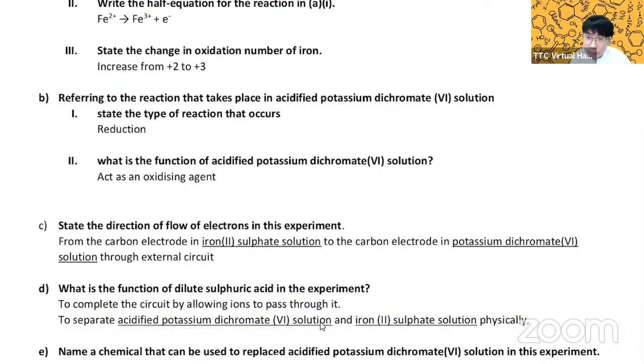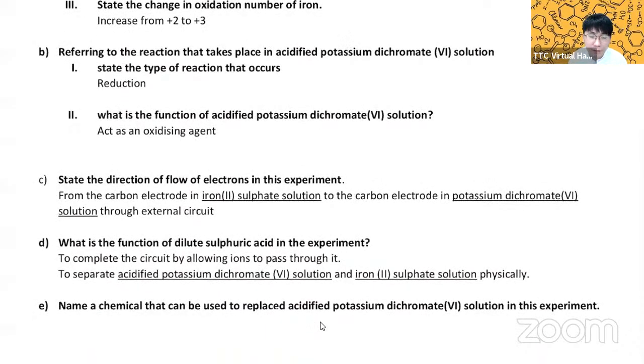Because a salt bridge is two beakers, then you have a bridge in between them. That one you don't need to separate them physically because it's already separated by the beaker. But in the U-tube and porous pot, the solutions are actually in the same setup, but you use a porous pot and this dilute sulfuric acid to separate them physically.